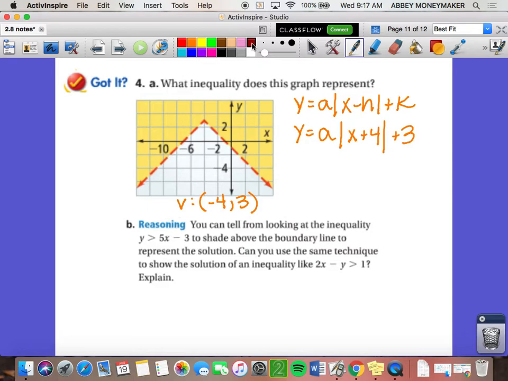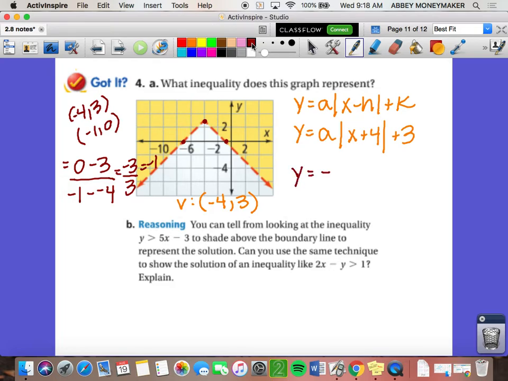Well, let's look at our slope. If that's at 3, let's find another good point here. Okay. So, I have the point -4, 3, and I have another point here that looks like -1, 0. So what I can do, going back to section 2.3, I can find the slope between these two. 0 minus 3 over -1 minus -4. That gives me -3 over 3, which gives me -1. So my y value is equal to negative, I don't have to put the 1 there, I can just leave the negative, x plus 4, and then plus 3.